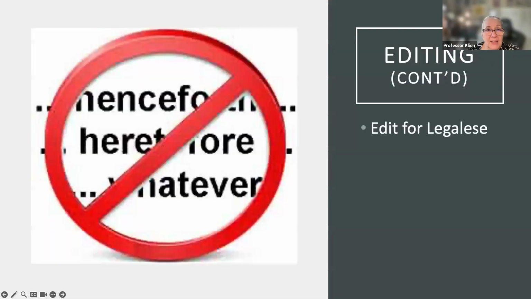I also want you to edit out for legalese. I don't want to see any henceforth, heretofores, anything in Latin. It's not necessary for this paper. Take it out. And then I want you to pay attention to these other writing pitfalls.